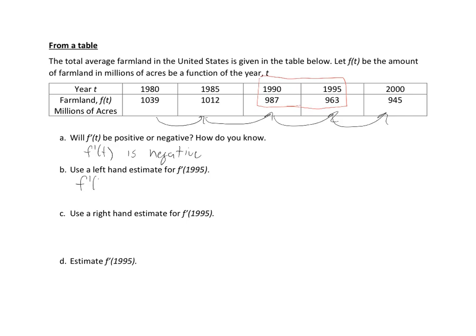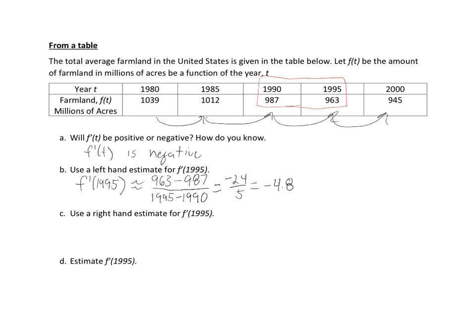So I would say f prime of 1995 is about, using the average rate of change formula, we look at our outputs, our change in our outputs over the change in the inputs. I would say that that's about 963 minus 987, right? The change in the outputs over the change in the inputs. 1995 minus 1990, those are my inputs. That gives us negative 24 over 5, which is negative 4.8.